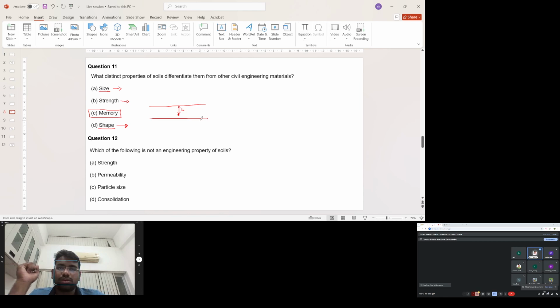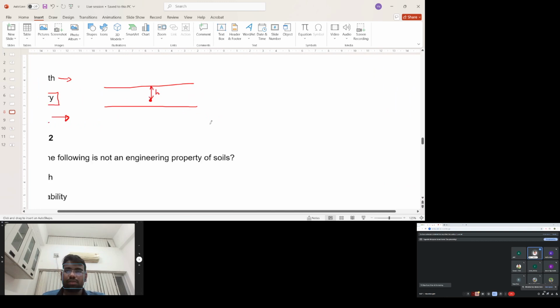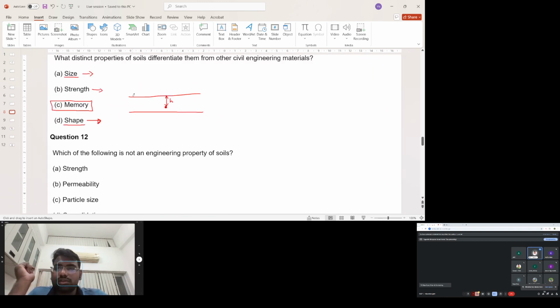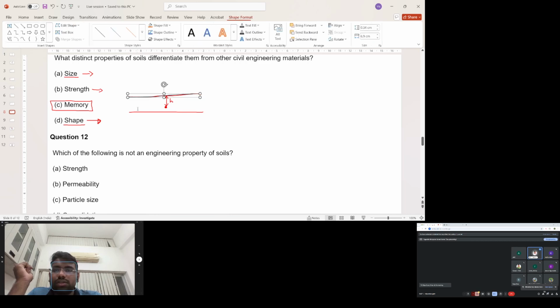Okay. So now you consider a layer of soil like this. Just a minute. Are you able to see now? Yes, sir. Is my pen visible? Yeah, or the cursor is visible. Yeah, it's also visible.